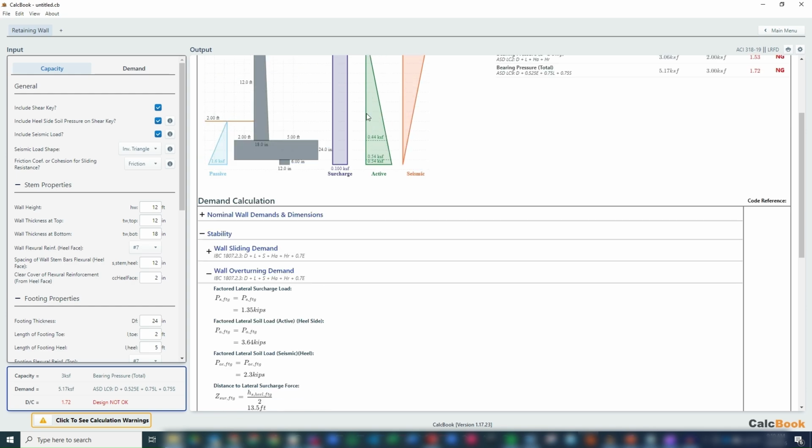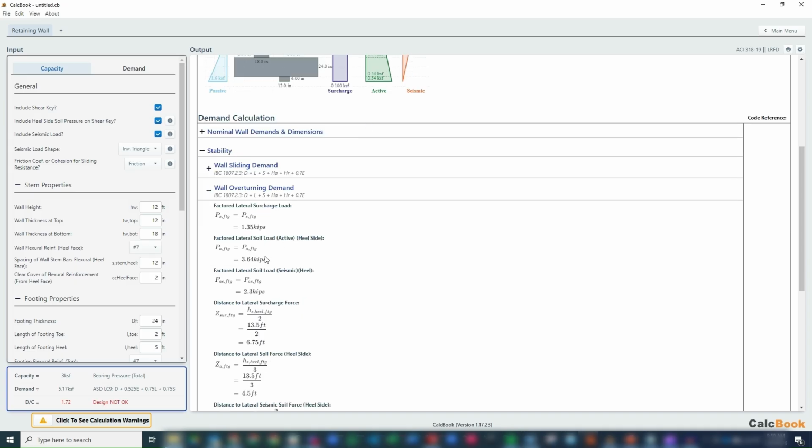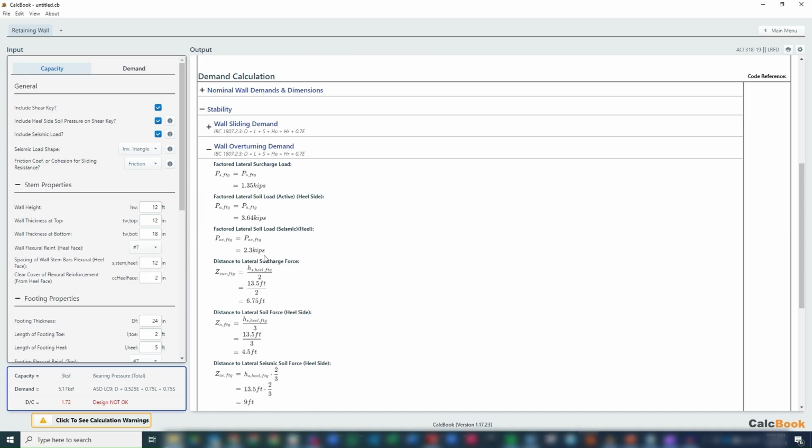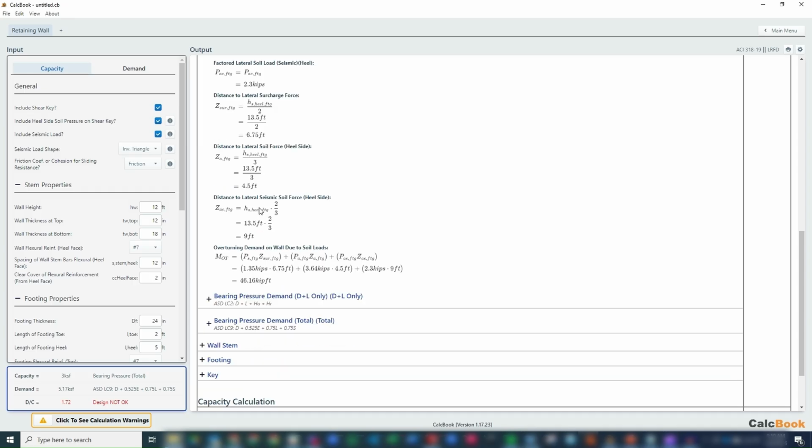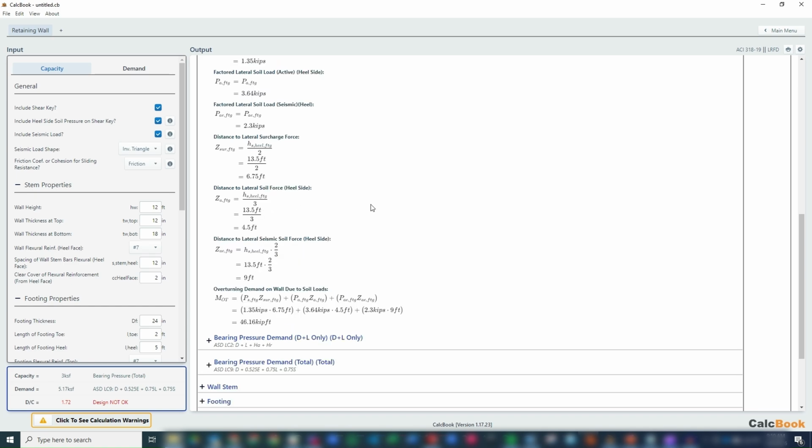So this triangular load here for the active is 3.64 kips, and then our seismic, which is an upside down triangle, is 2.3 kips. And then we need to figure out the distances, the heights from the bottom of the footing to the centroid of that soil shape. For our surcharge force, it's just a rectangle, so we just divide it by 2. Our active pressure is just going to be H over 3, a third up. And then our seismic, since it's an inverted triangle, we take 2/3 of the height, and that's what we use for the distance.